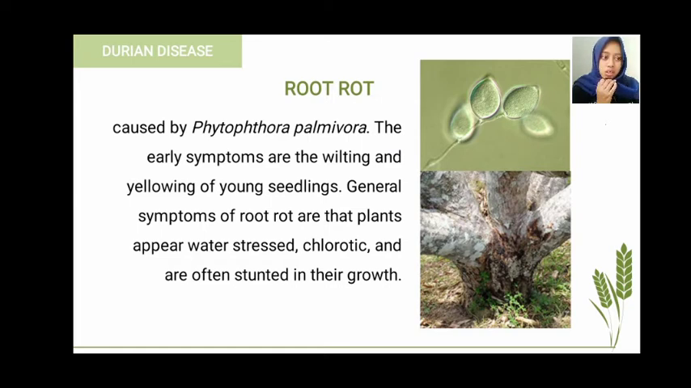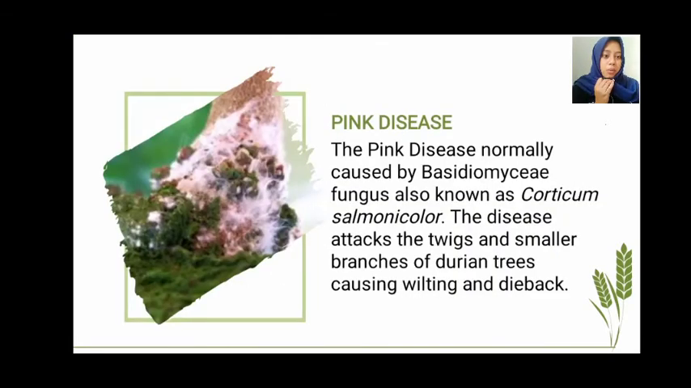Sporangia are dislodged by water, by rapid change in humidity, or by contact with vertebrate or invertebrate vectors, and are also formed on infected debris and roots on the surface of the soil. The next is pink disease.